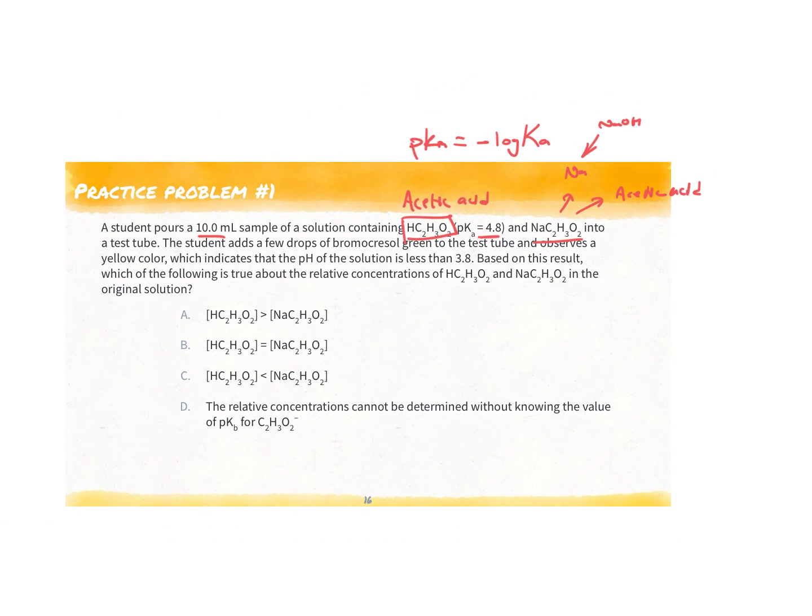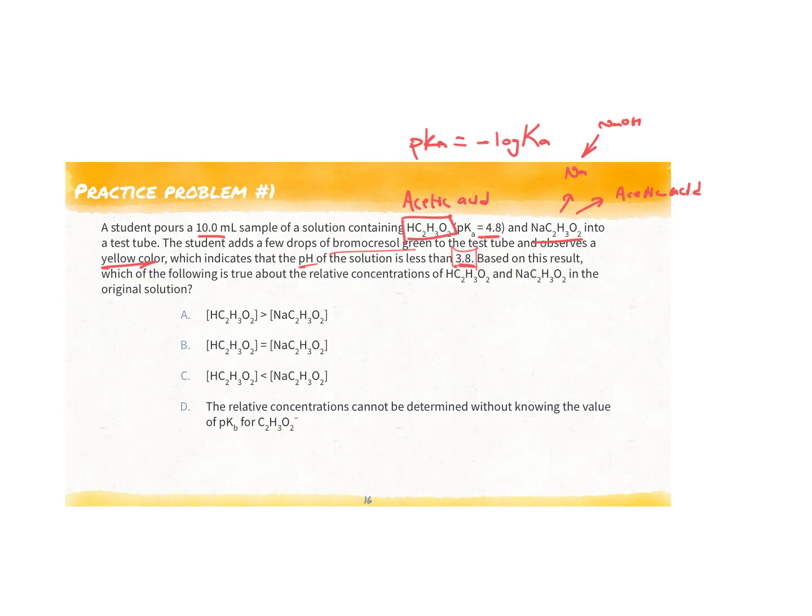So as they put them in a test tube, they add a few drops of bromocresol green to the test tube, and they see a yellow color. And so they tell you that indicates that the pH of the solution is less than 3.8. So based on these results, which of the following must be true?